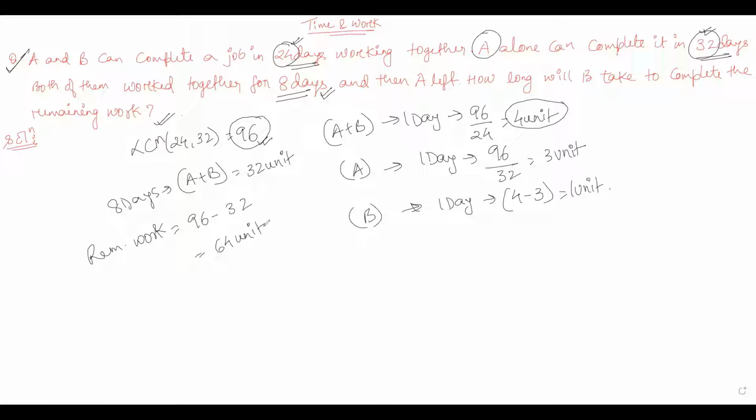So this 64 unit of work still remains and would be completed by B working alone, and we know that B can do 1 unit of work in one day. So this 64 unit of work can be done by B in simply 64 days. So that's the answer.